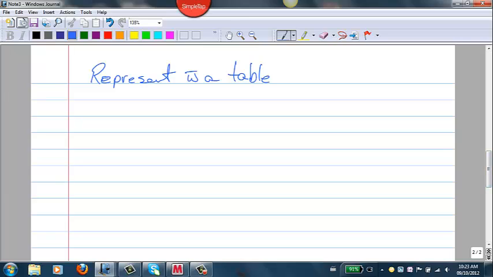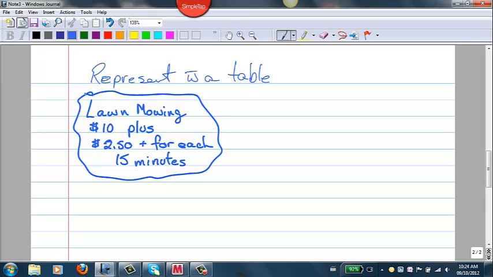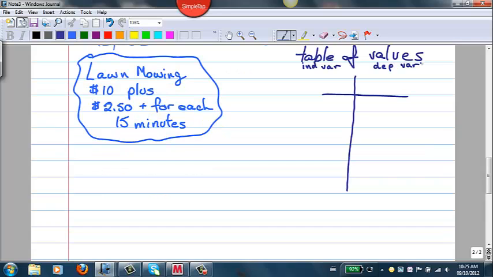So here's a situation where you might be asked to represent something with a table. Let's say that Nolan is out mowing. He's mowing the lawn. And he charges $10 to show up with his equipment, plus an additional $2.50 for every 15 minutes of work that he needs to do in your yard. Now, Nolan's a hard worker, so we know that he's not going to just go slow so he can make more money because he's not going to get hired again. But if he works hard and people see that he's working hard, they'll bring him back. So $10 to show plus $2.50 for every 15 minutes.